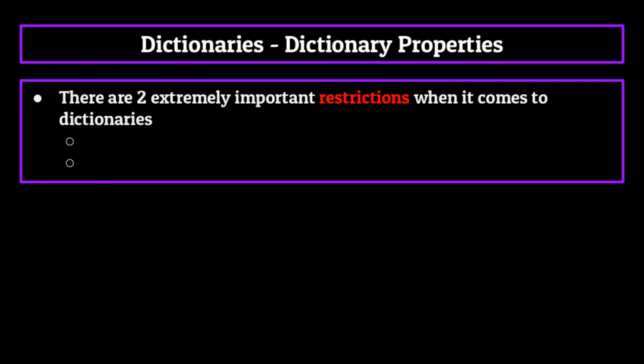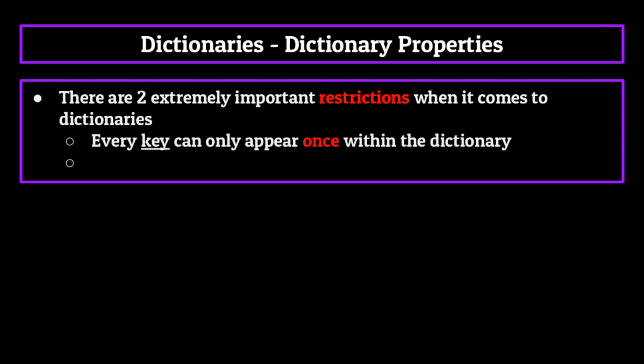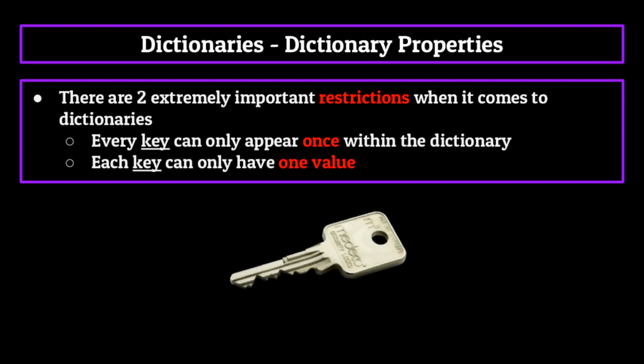As powerful as they are, though, there are two extremely important restrictions that we have to cover when it comes to dictionaries, and they are as follows. Every key can only appear once within the dictionary, and each key can only have one value. Let's start with the first one. Each key has to be unique and cannot be replicated, duplicated, cloned, copied, or anything else that would cause there to be two keys of the same value in a dictionary.